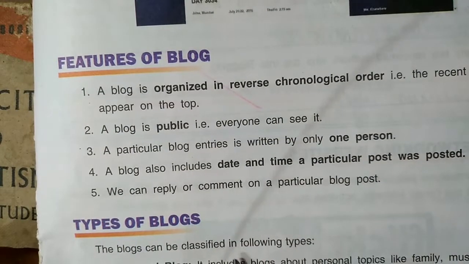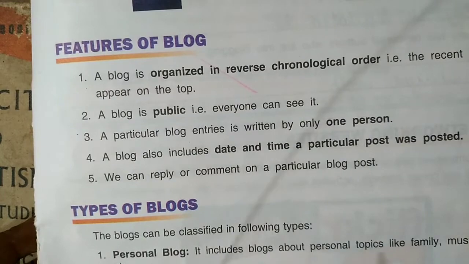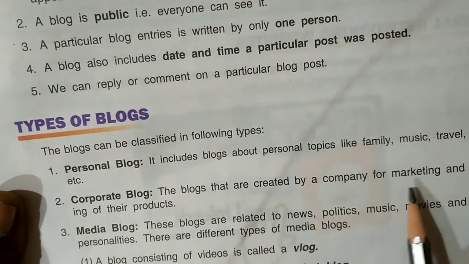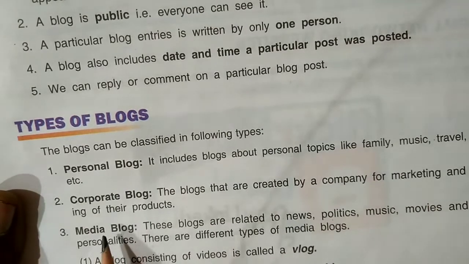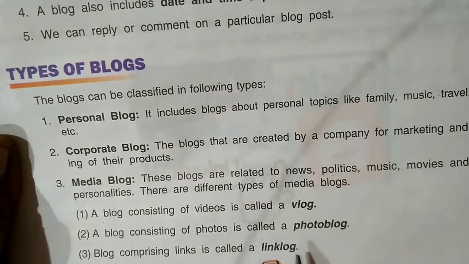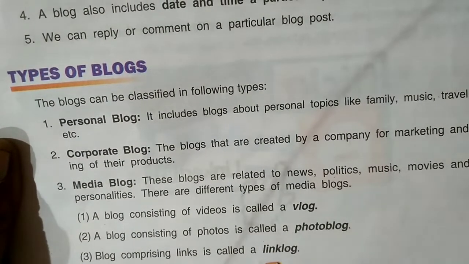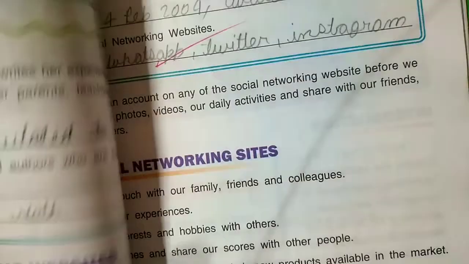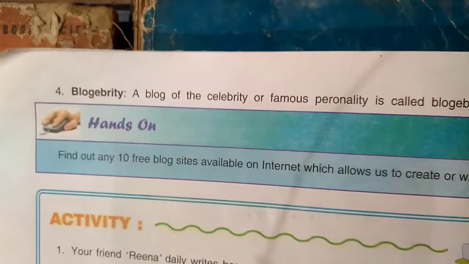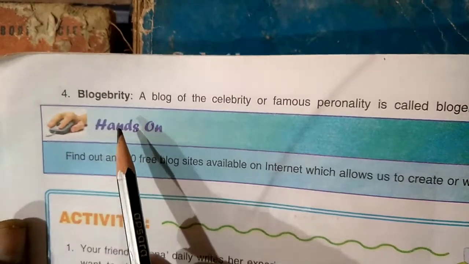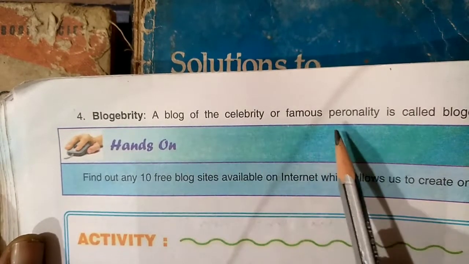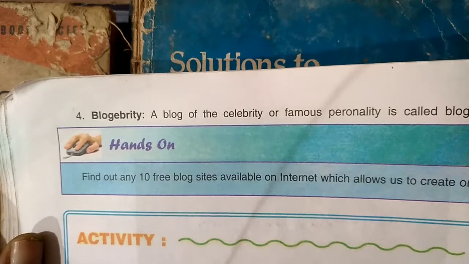Types of blogs. The blogs can be classified into the following types. Personal blog. Corporate blog, which means the blogs that are created by a company for marketing and branding of their products. Media blog, photo blog, link log. Blogebrity: a blog of a celebrity or famous personality is called a blogebrity.